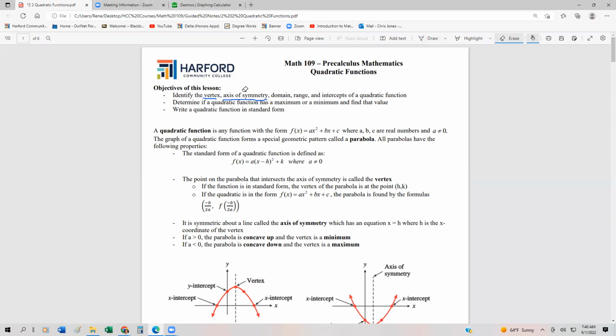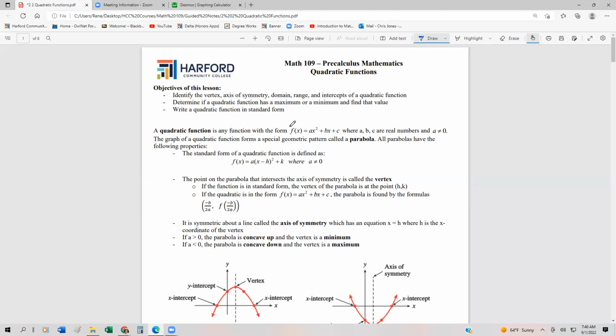And then we're going to determine whether the graph of the quadratic function has a maximum or a minimum, and we're going to find that value. Every quadratic function does have one of these. And then the last thing we're going to be able to do is write a quadratic function in standard form. And so we've said the word quadratic a lot. So what is a quadratic function?